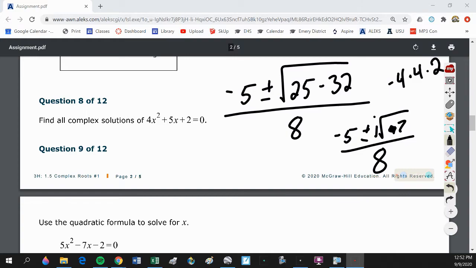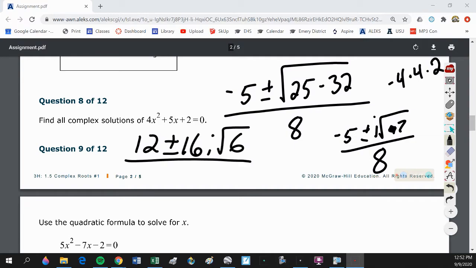Yeah, you just leave it like that. It doesn't simplify. What if I ended up with 12 plus or minus 16i root, let's say root 6, over 8?